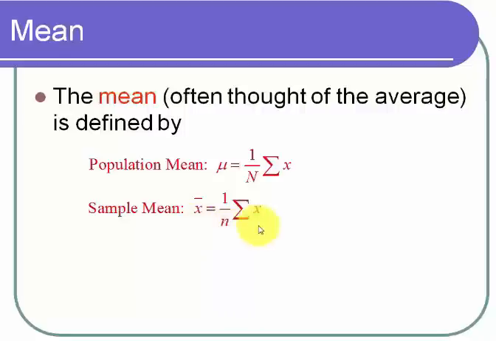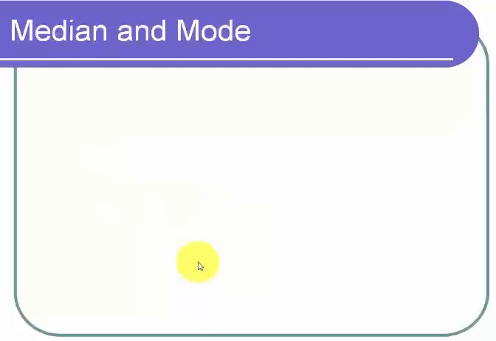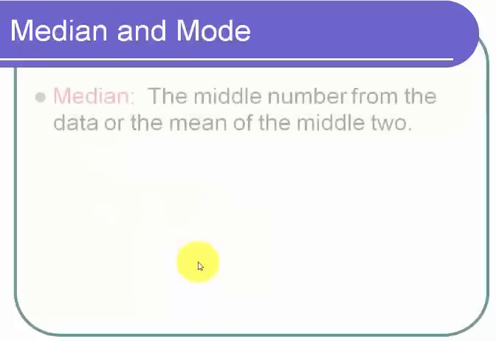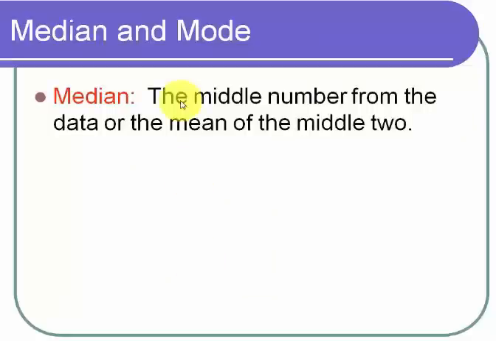So that's the mean. And again, you've worked with the average before, so I'm not going to spend a lot of time explaining what the average means. I'm going to assume you know that. Similarly, the median and the mode, you've had that since grade school. The median, just a reminder, is the middle number from the data, or if there's an even number of values, we take the mean of the middle two numbers.